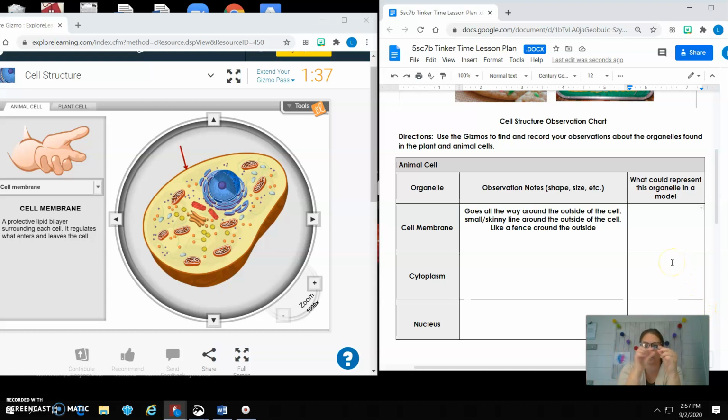You know those Twizzlers that you can pull apart? I think if I pulled one of those Twizzlers apart, I could put it around the edge of my cookie to show the cell membrane. So I think I'm going to write that for my first idea.